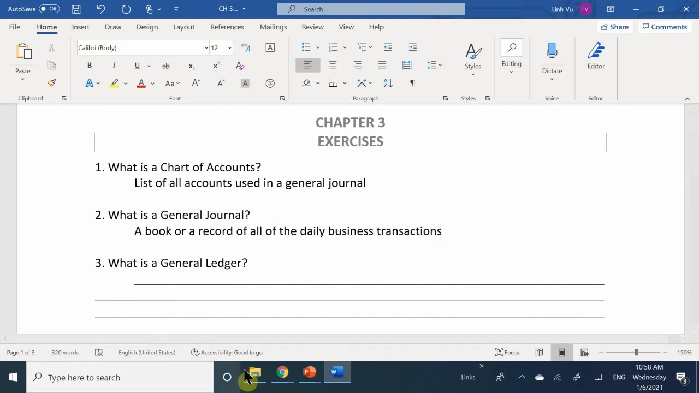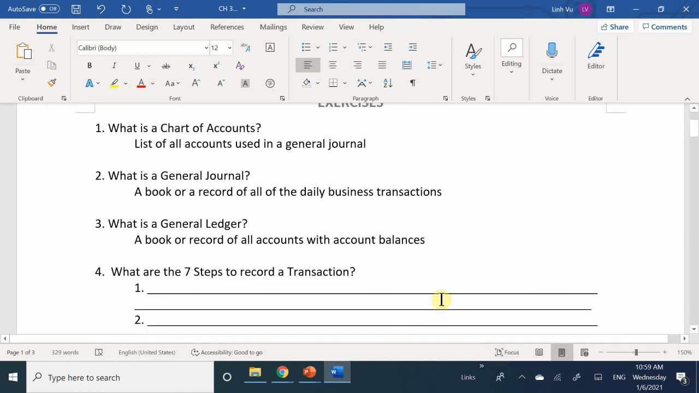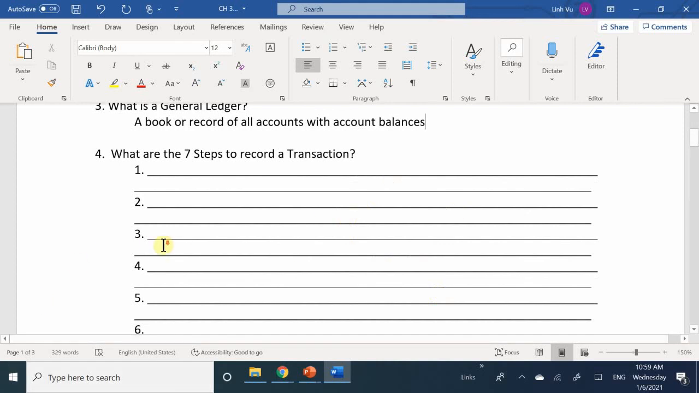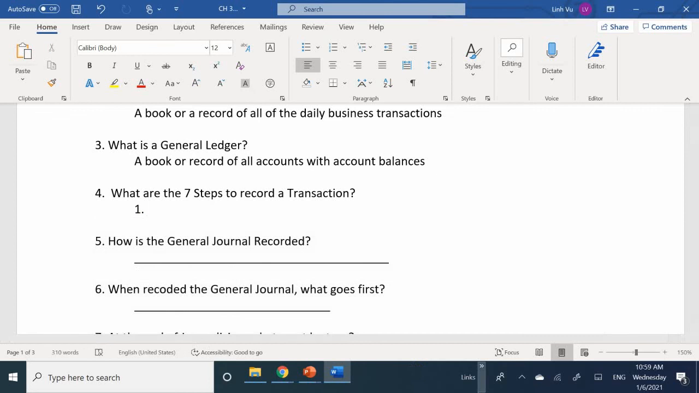Transactions. Okay. What is a general ledger? It's a book of records of all the accounts. Okay. What's the difference between a ledger and a journal? General ledger shows total balance. Yes. Okay. It's a book or record of all accounts with account balances. Good. Number 4. Okay, what are the 7 steps of transaction analysis? So, what are they?